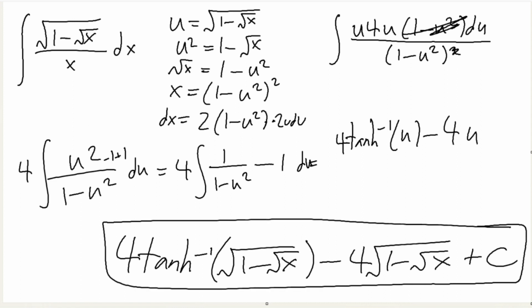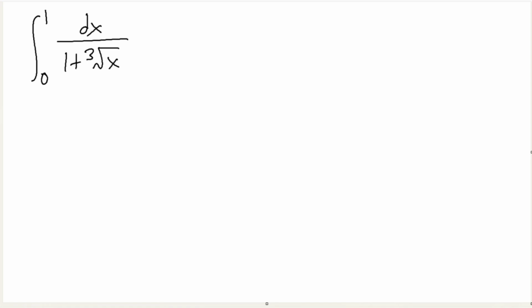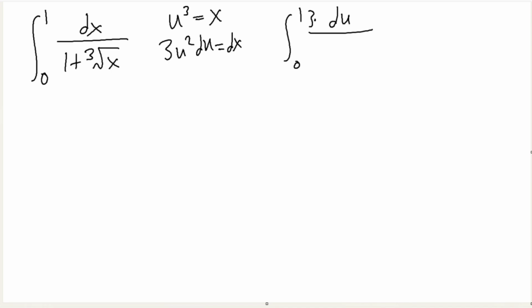Okay? Oh god, that's a cube root. That's nasty. What do we do? How do we get rid of this? We just do like we always do: we get rid of the radical. We let u cubed equal x, so that when I plug u cubed in here, it just becomes u. Now 3u squared du is equal to dx. And so now we have from 0 to 1, 3u squared du over 1 plus u.